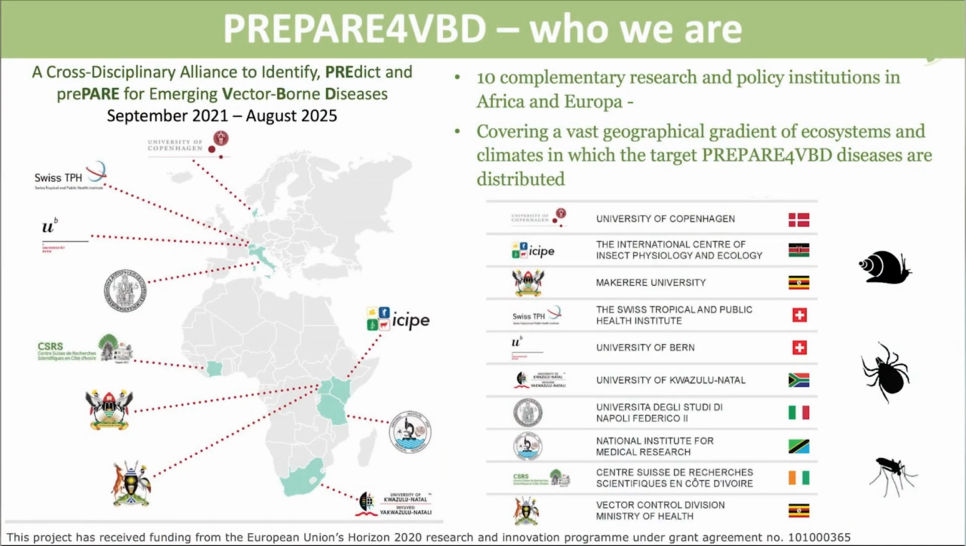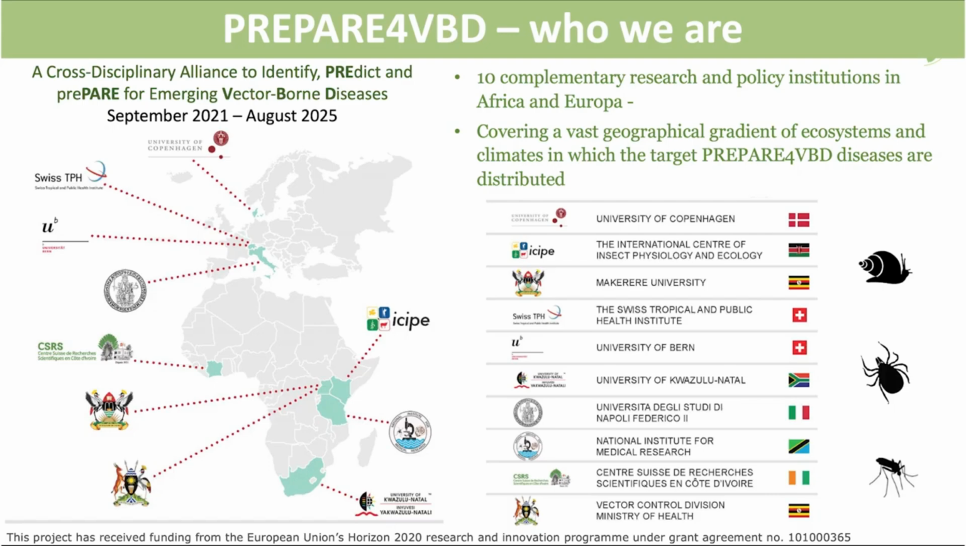And this is what we're trying to do in the Prepare for VBD project. So we are a consortium consisting of 10 complementary research and policy institutions in Africa and Europe. And as you can see on this map here, we cover a vast geographical gradient of ecosystems and climates in which our target diseases and vectors are distributed.